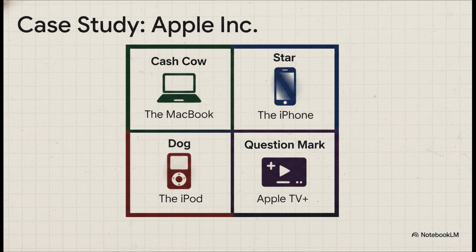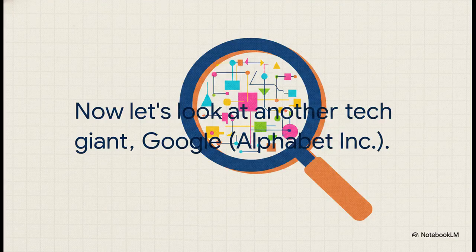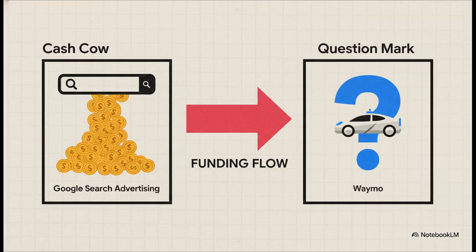This right here is strategic portfolio management. Let's look at one more tech giant, just to make sure this really sinks in. Let's talk about Google, or more accurately, its parent company, Alphabet. Google's search business, it might be one of the biggest cash cows in history. It generates enormous profits from a pretty mature market, and Alphabet uses that cash to fund its big bets on the future. One of those big bets is Waymo, its self-driving car project.